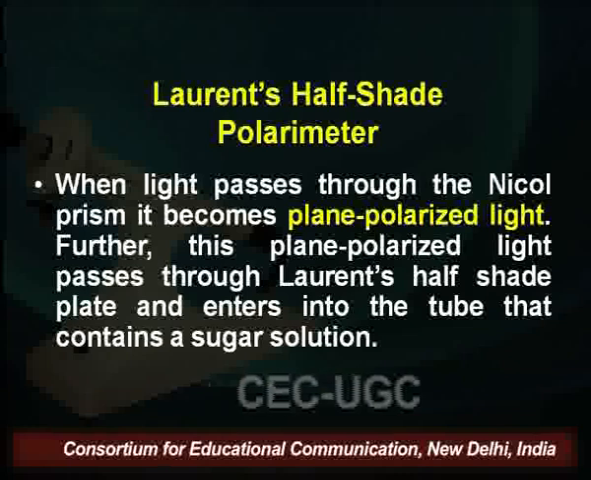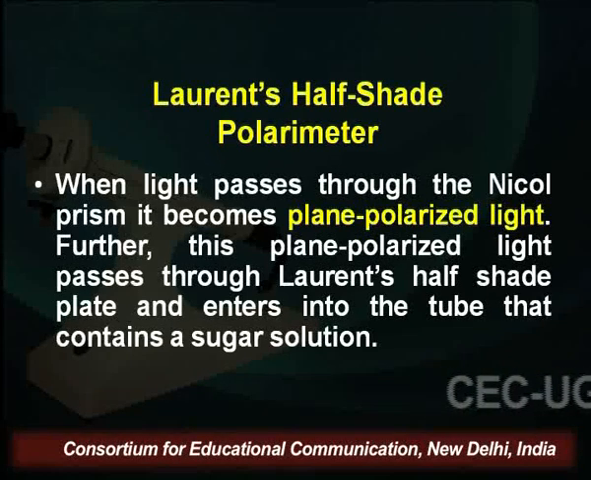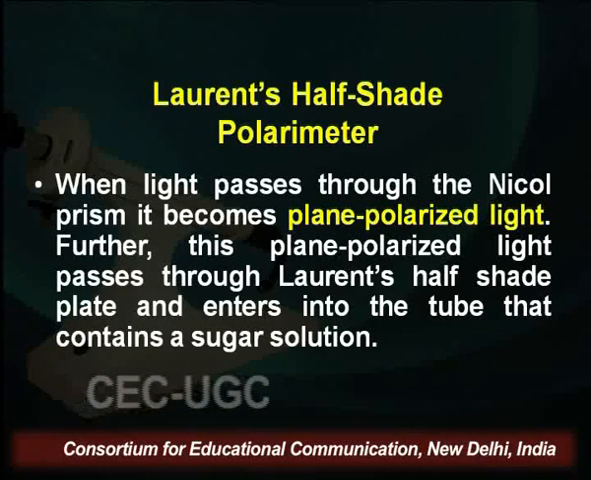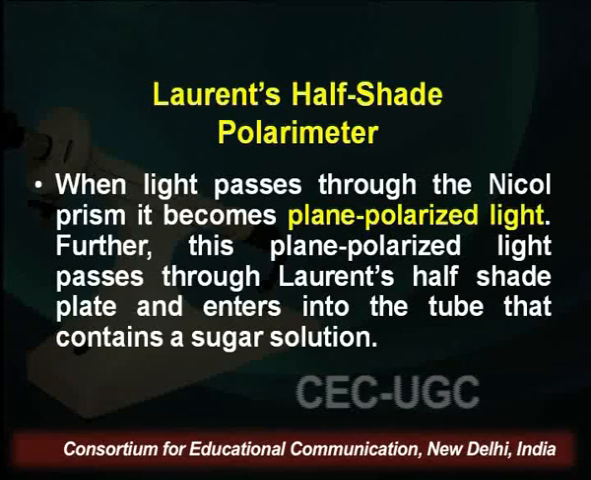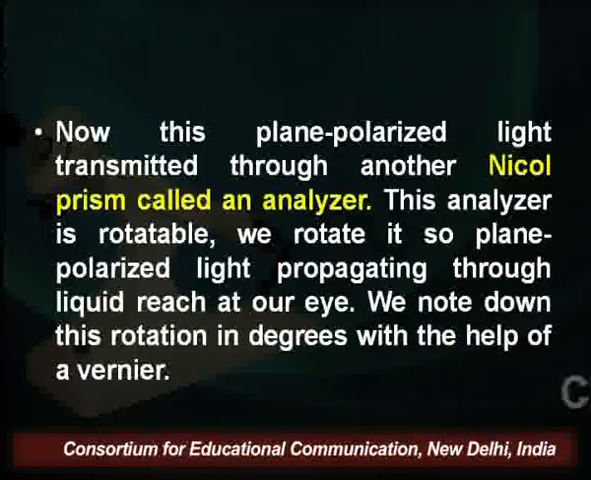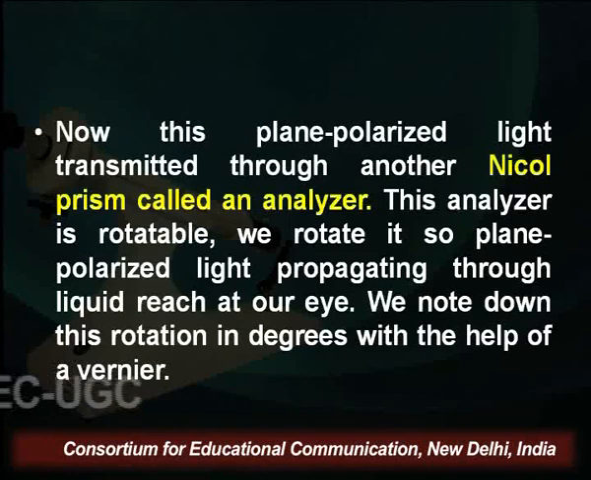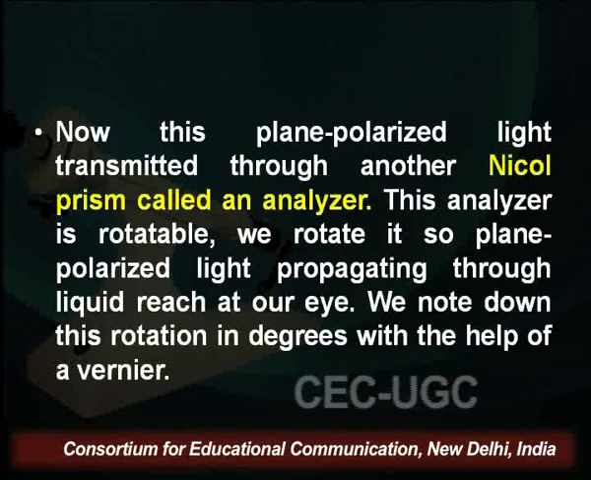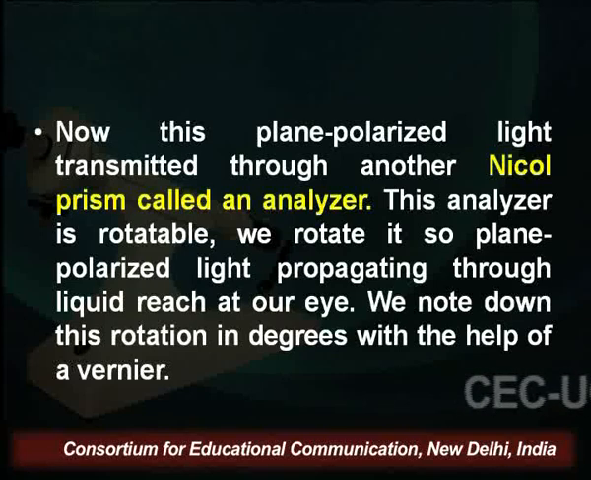The polarizer will polarize the light, and the light coming from this Nicol prism is plane polarized light. After that, this light passes through the Lorentz half shade plate and then enters the sugar solution. Now the plane polarized light is transmitted through another prism called the analyzer. When it passes through the sugar solution, it again passes through a polarizer. That polarizer is known as the analyzer. That is also a Nicol prism.